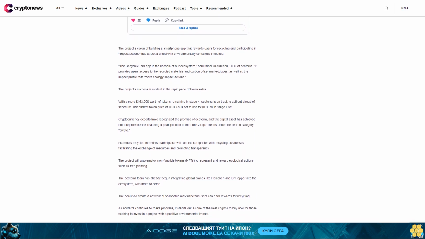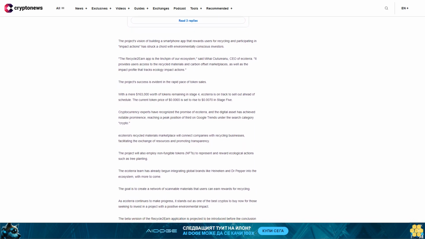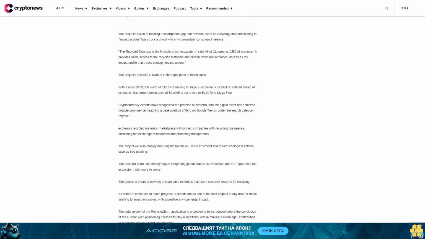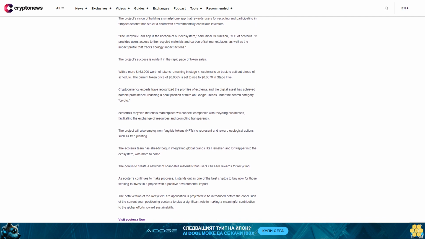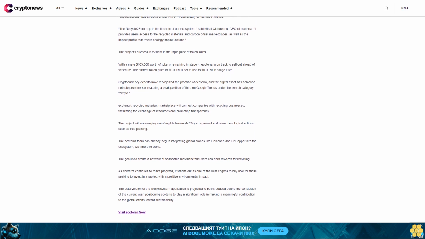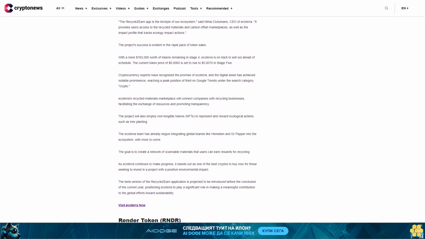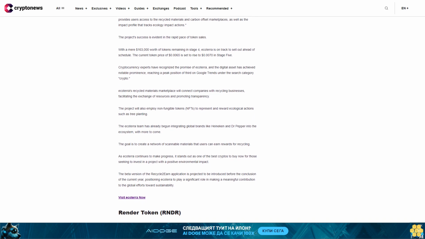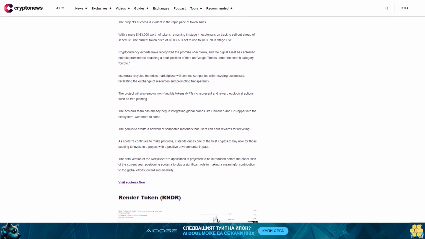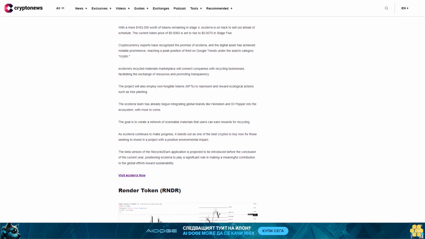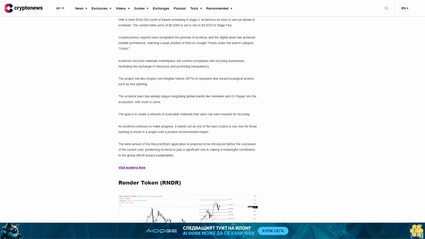Render token, RNDR. After a strong bounce from the EMA 20 yesterday, RNDR broke out from the FIB 0.618 level, posting a 10.26% move to the upside. However, the token faced rejection at the FIB 0.786 level of $2.314. As of writing, RNDR's current price stands at $2.242, with a loss of 1.58% so far today.